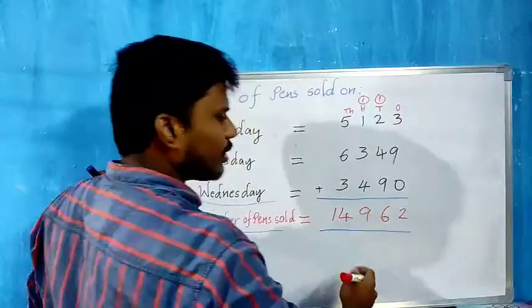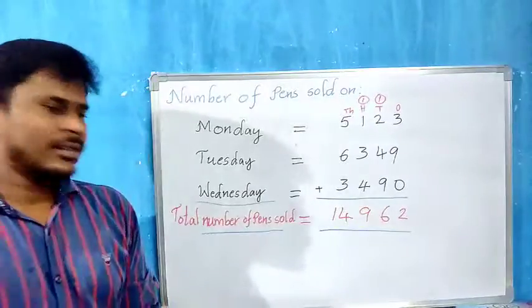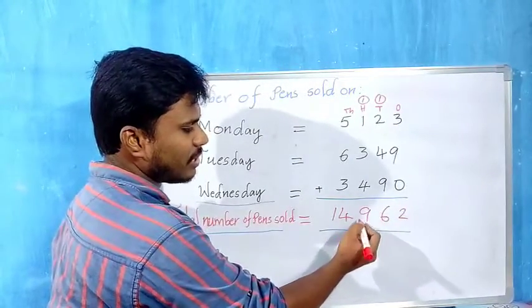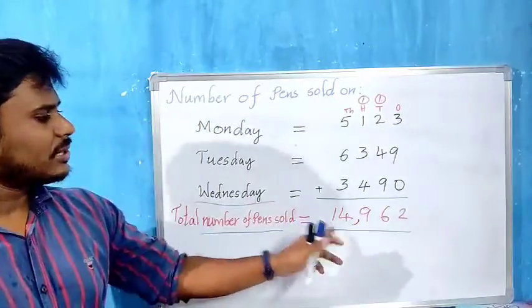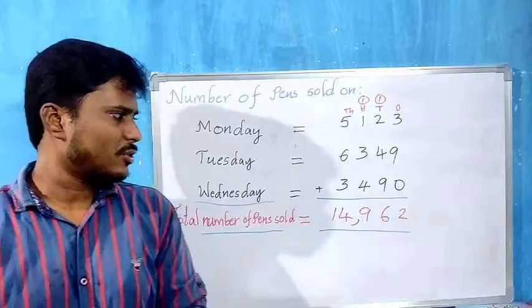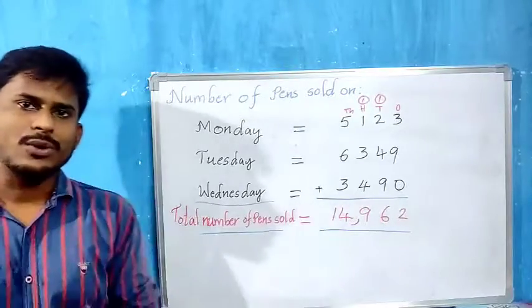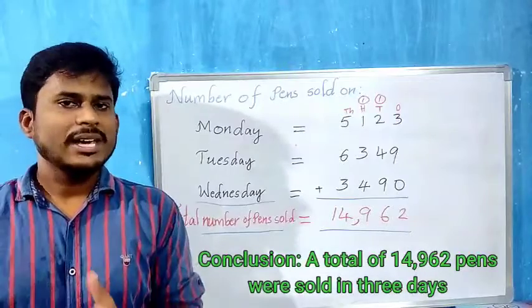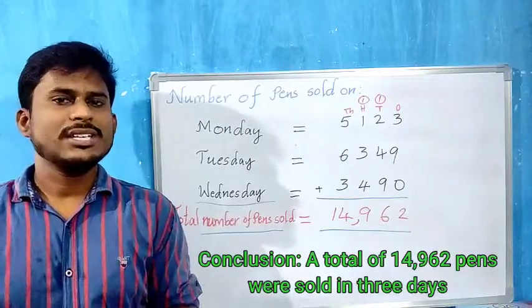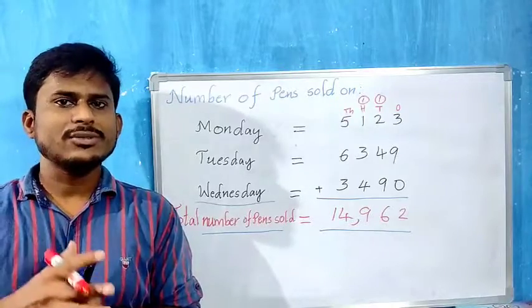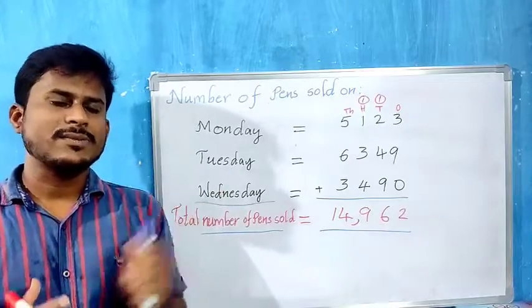So 14. Now let us insert commas according to the Indian place value system. Ones, tens, hundreds, and keep a comma. Thousands, 10,000s. So we got the answer as 14,962. So Kiran's father sold 14,962 total pens in these 3 days, children. This is how we connect a real life problem. Whatever concept is related to mathematics, we connect in this way, children.